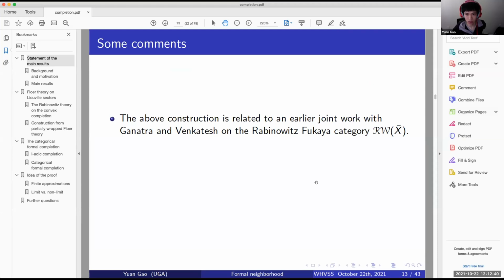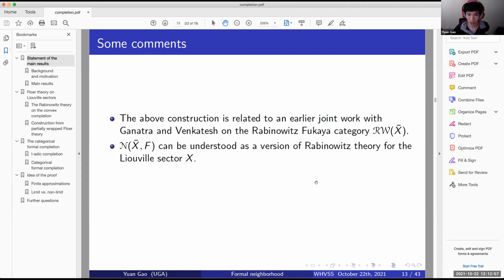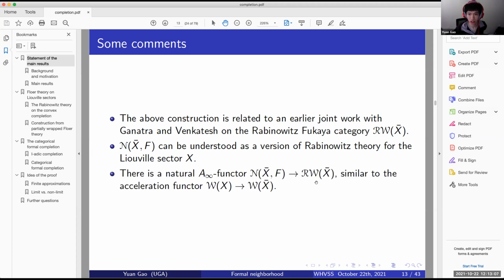Okay. And some comments about this construction: first of all, if we didn't have that stop, then this is related to an early joint work with Ganatra and Bagtash on the Rabinowitz category. And we just drop F, and that's the same as the Rabinowitz category. So in some sense, this category N can be understood as a version of Rabinowitz theory for the Liouville sector X. And some basic properties of this category is that there is a natural A-infinity functor from that to the Rabinowitz category. It's very similar to the acceleration functor where you remove a stop for the wrapped categories. Then I'll tell you about the conditions under which the above functor is an equivalence.